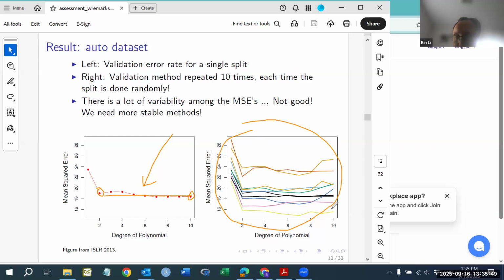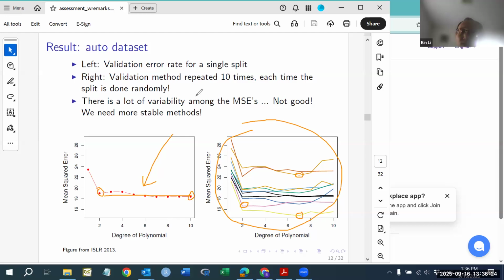However, you can see we can have different results. Let's see the one at the bottom. What is the best one? It seems the order of 7 is the best. And you see this one, it also looks like order 7 is the best. But for some of them, like these purple ones, it seems the quadratic model is the best. So you can see there are lots of variations. So which one should we use?